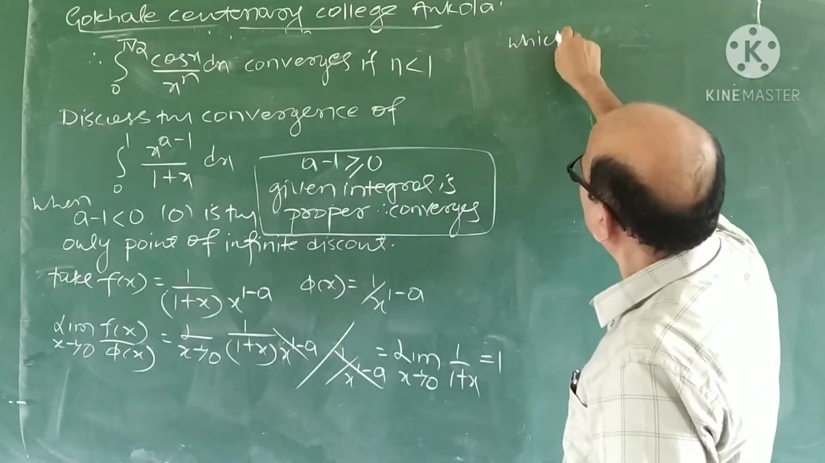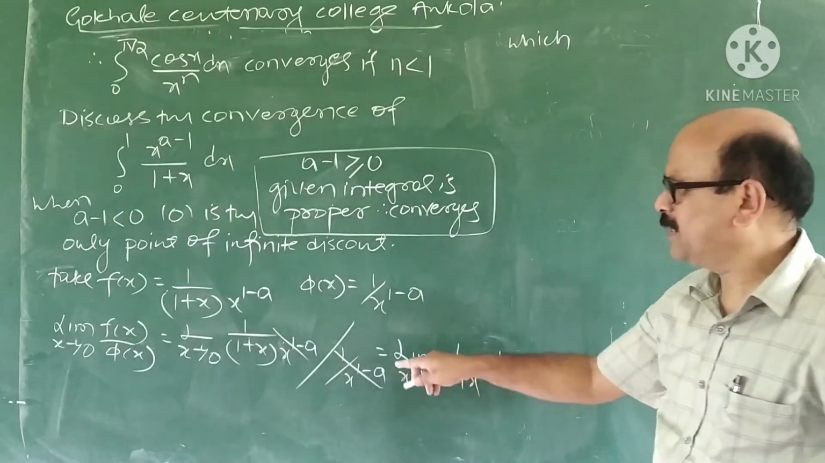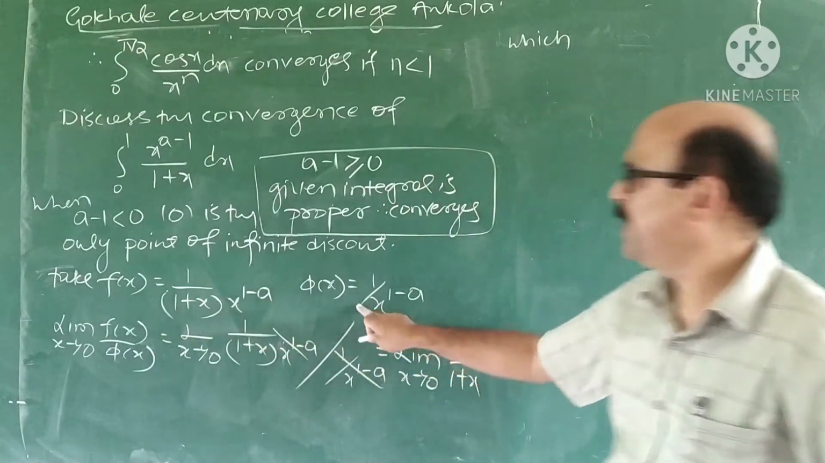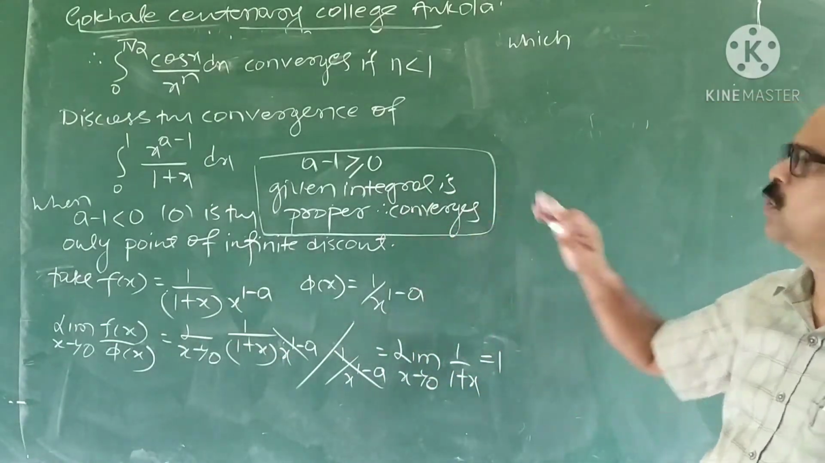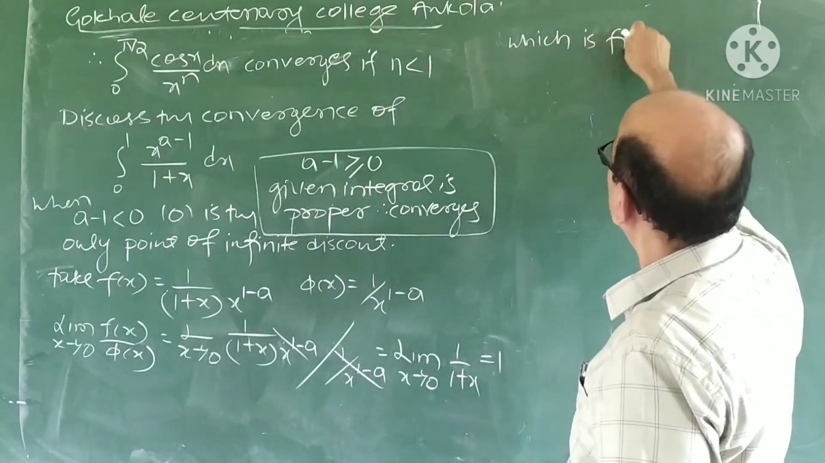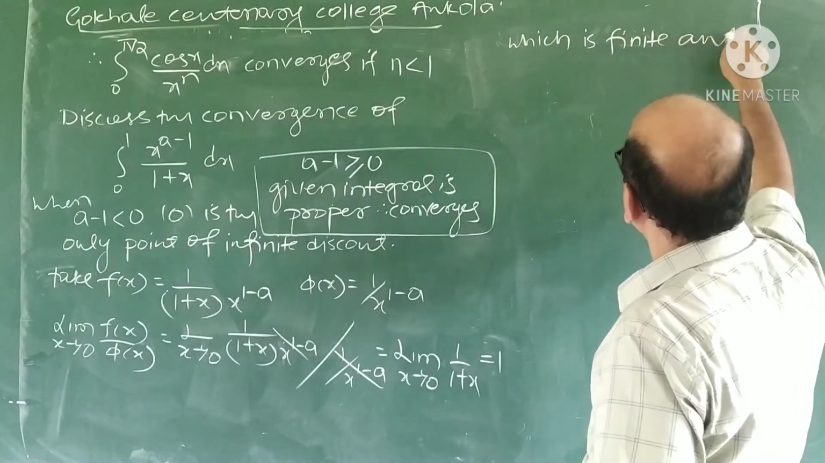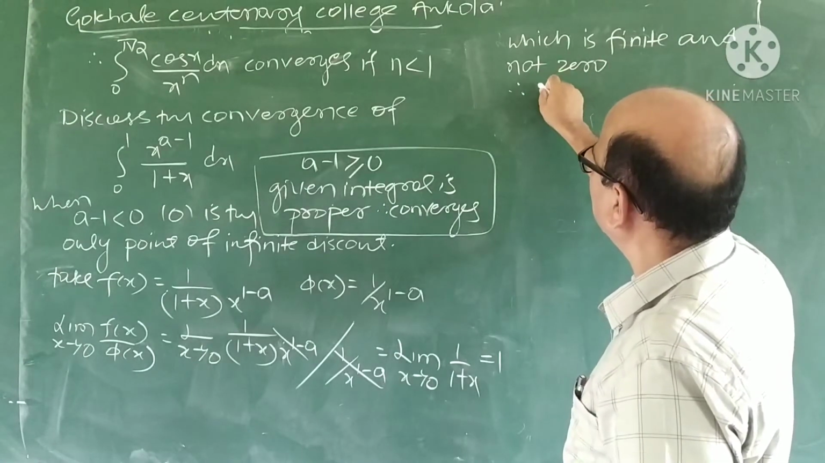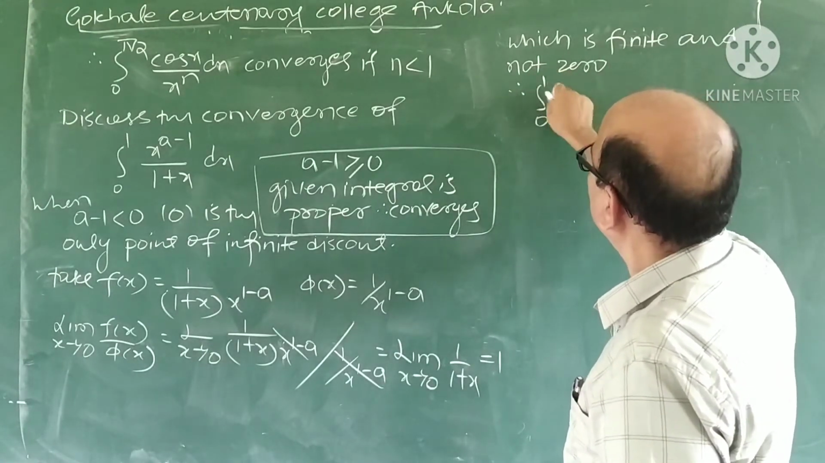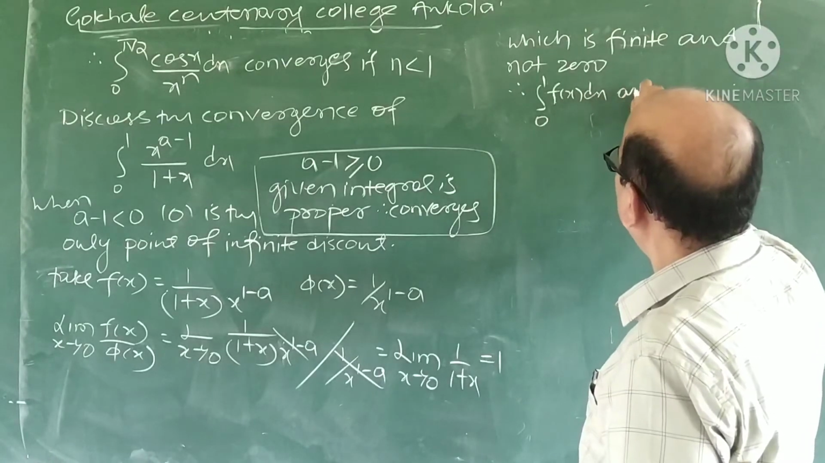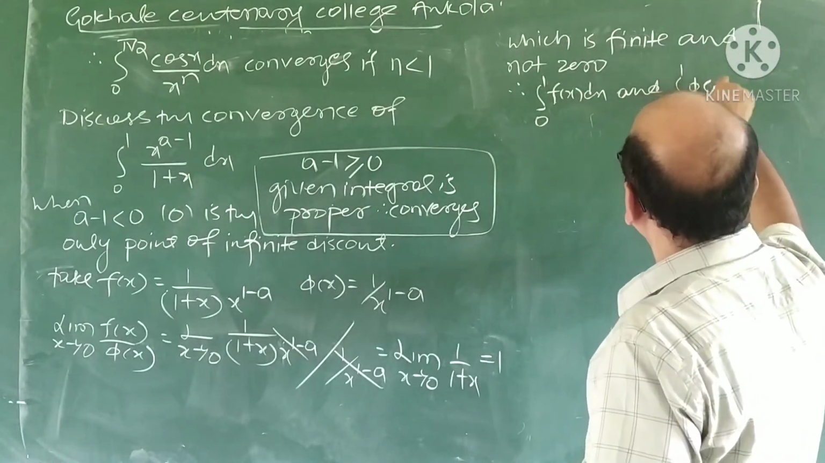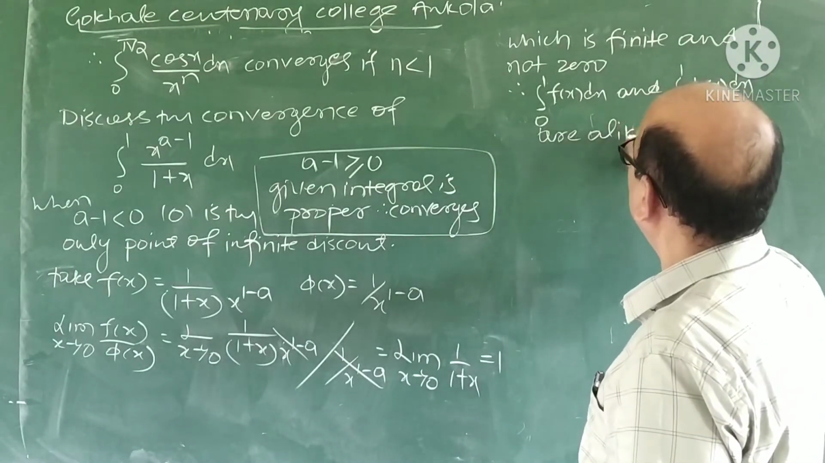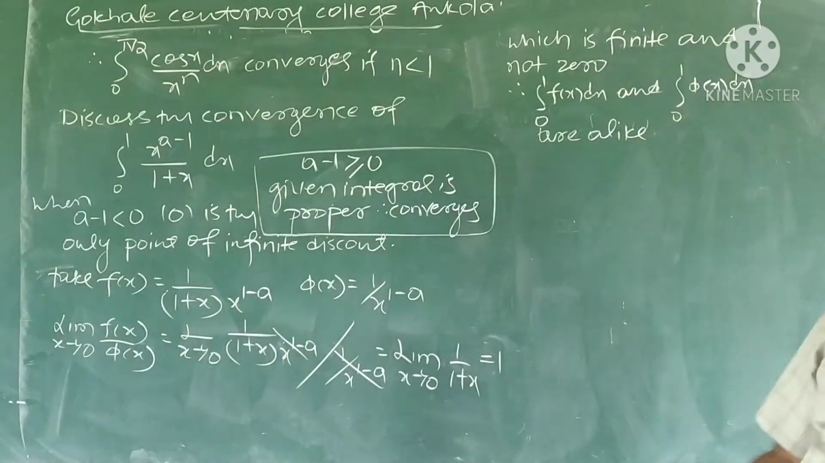Now, the comparison test depends on this. If it is finite and not 0, then f(x) and phi(x) either converge or diverge together. Which is finite and not 0. Therefore, by the comparison test, the integrals from 0 to 1 of f(x) dx and of phi(x) dx are alike. They behave alike, either converging or diverging together.